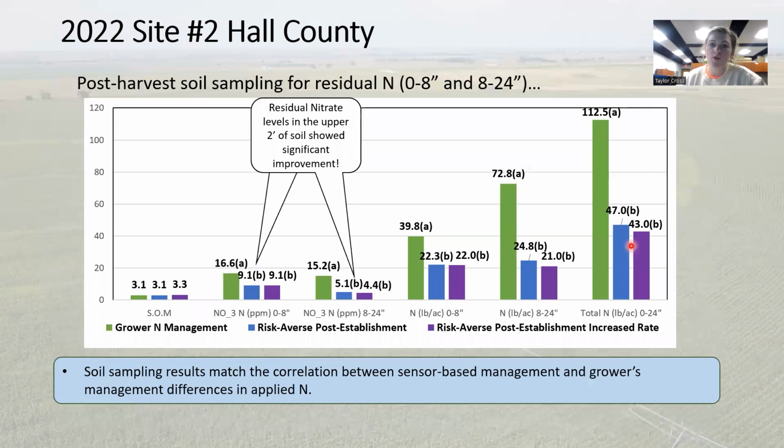And we can see kind of the same correlation here at our post-harvest soil samples as well. So statistically different at both sample depths, and about 60 pounds of nitrogen difference in residual nitrogen left in the soil. So like I said, that really matches the correlation, and the growers over applied nitrogen and didn't really have the corn utilize it. We can see that we're under 10 parts per million in our first 0 to 8 and under 5 in our 8 to 24 sample as well. So this is really good. We're keeping those nitrate levels down, and really minimizing nitrogen that could be going through the soil profile.